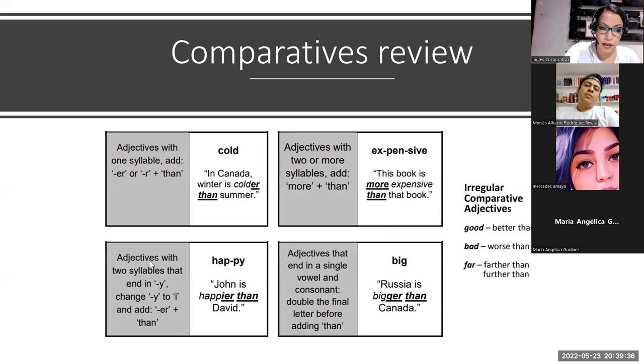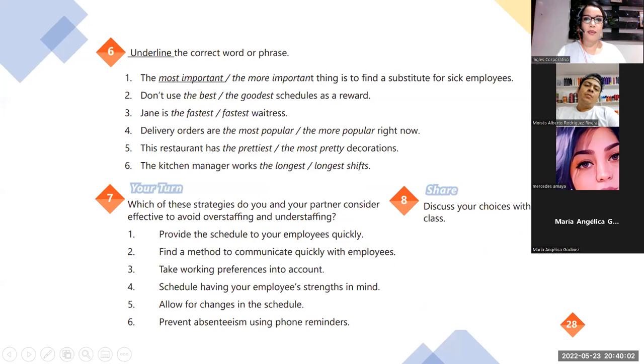This is just like a review because we have already studied this. And we have the irregular comparative adjectives, which are the most common. We said that good becomes better than, bad gets to worse than, and far can be farther than or further than, and the meaning is the same, no difference. And also we already reviewed the superlatives. Remember that we compared two things. And for superlatives, it's more than two things or one in a group.